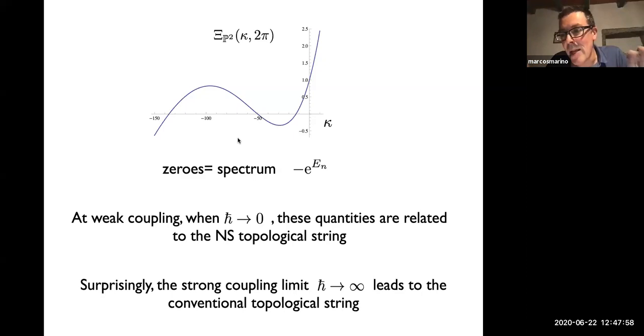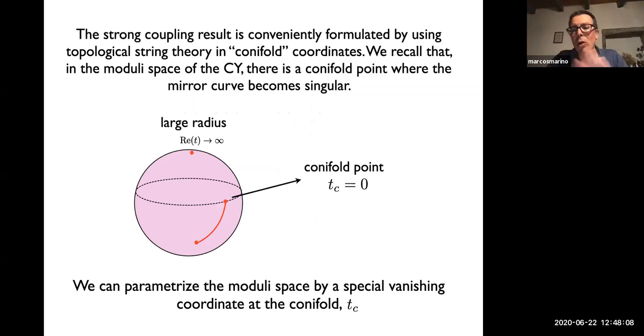And then we can discuss more in detail why this should be like this. Now, in order to formulate this strong coupling result for this quantum mechanics, it's actually useful to formulate this topological string theory in what I will call conifold coordinates.